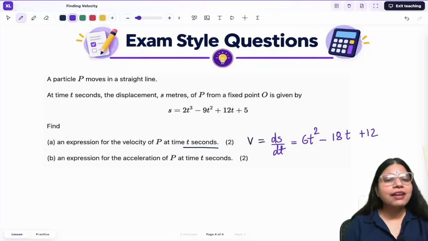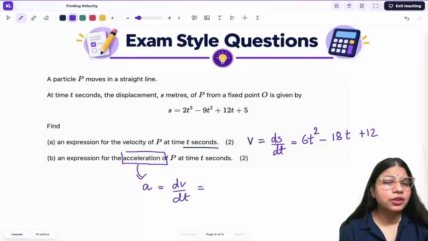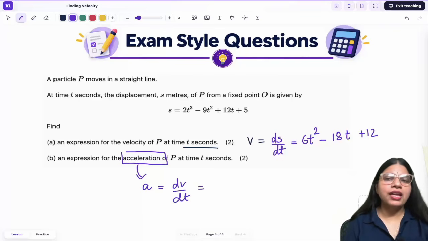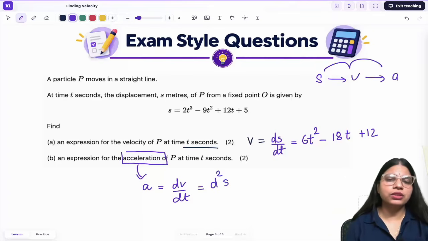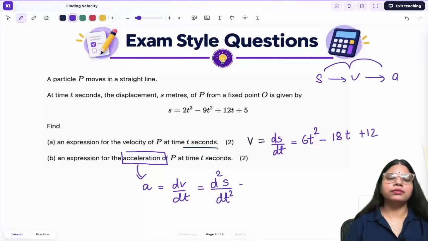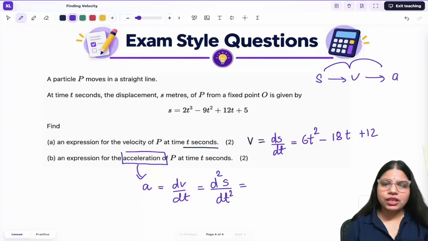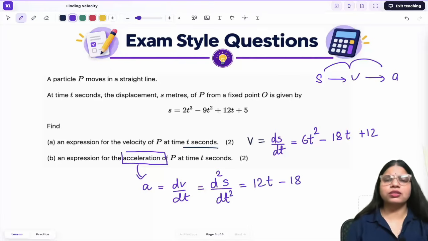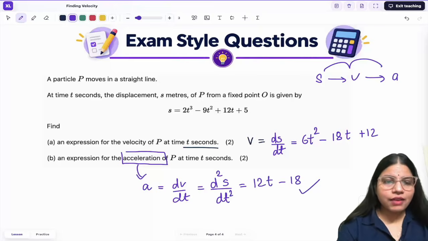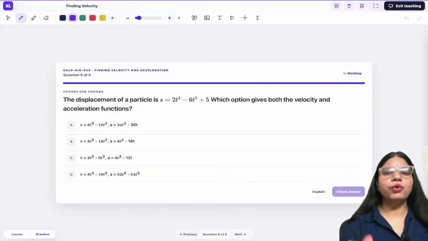Good job. And for the b part, we have to find out the expression of acceleration. Acceleration is nothing but dv over dt. And if I just ask you, in terms of s, from s you move to v to a, you will write it as d2s over dt2, right? Okay, so now let's differentiate this. That means 6 times 2 is 12t minus 18. That's what our answer is. Super simple.